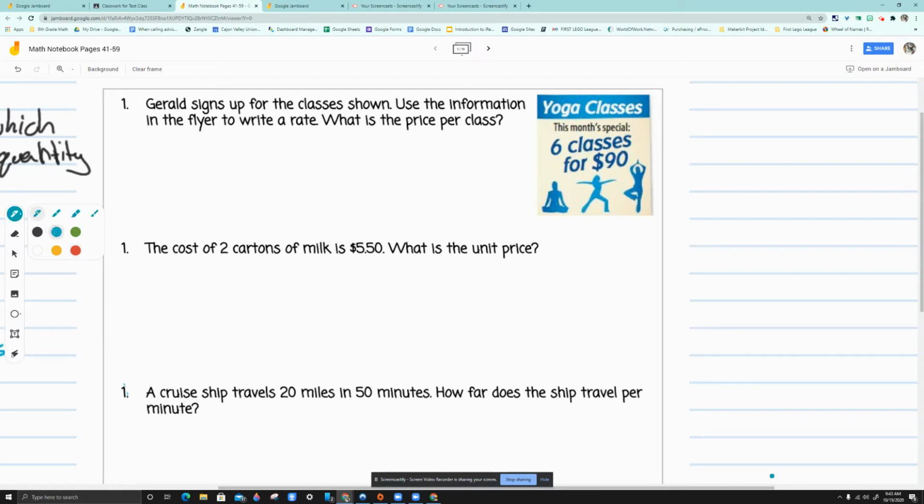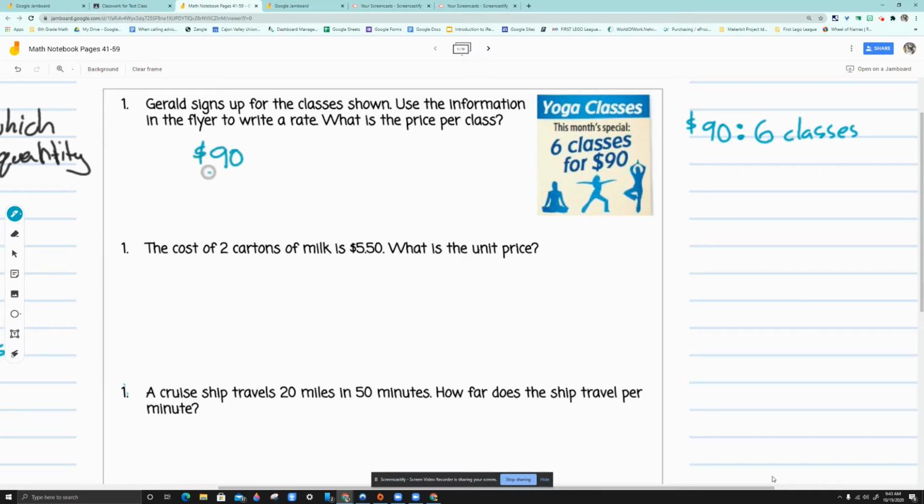It says, Gerald signs up for classes shown. Use the information in the flyer to write a rate. What is the price per class? So we have yoga classes. This month's special is 6 classes for $90. So I could write that as $90 for 6 classes, right? Equally, I could also say 6 classes for $90. It really doesn't matter how I set up that ratio.